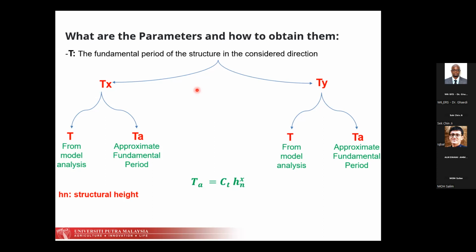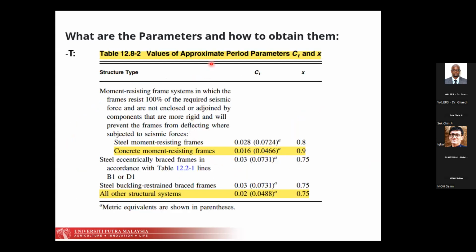And in the same direction, we also have 2 periods. One period is computed from the model: you model your structure, do modal analysis, and it gives you a period. The other is given by the code, called the approximate fundamental period. The approximate fundamental period has the following equation: Ta equals Ct multiplied by hn to the power of x. hn is the height of the structure, and Ct and x are related to the structural system that we use.